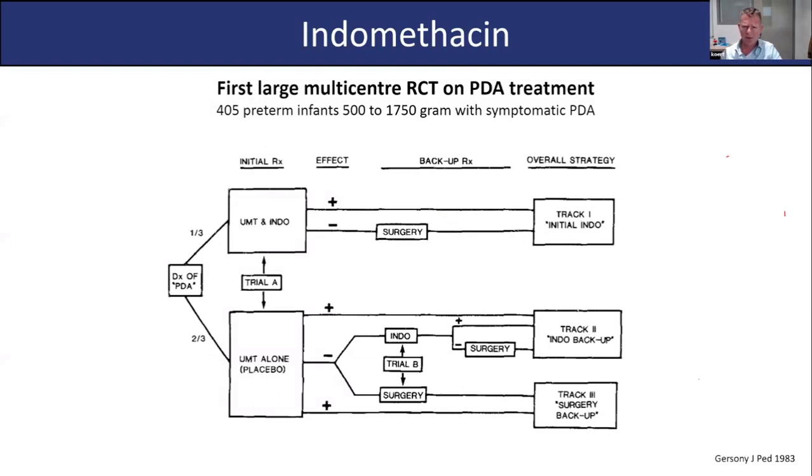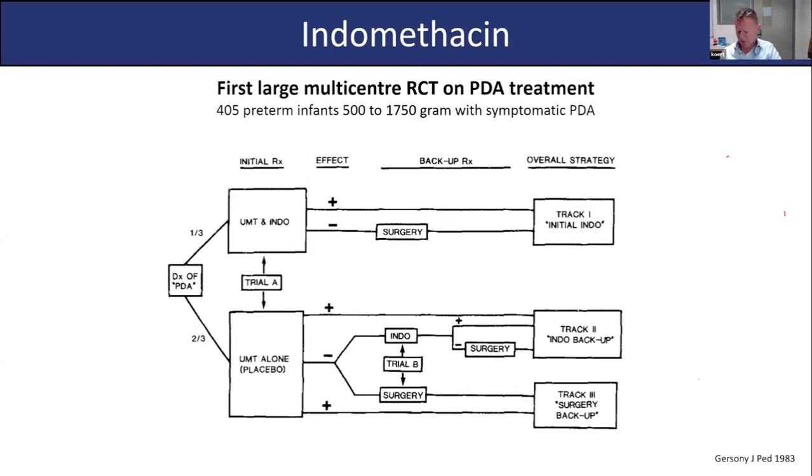405 babies, a good size, 500 to 750 grams with a symptomatic PDA, who were then randomized to receive either indomethacin or placebo, and both arms would have variable amounts of backup treatments, either surgery or indomethacin and then surgery.